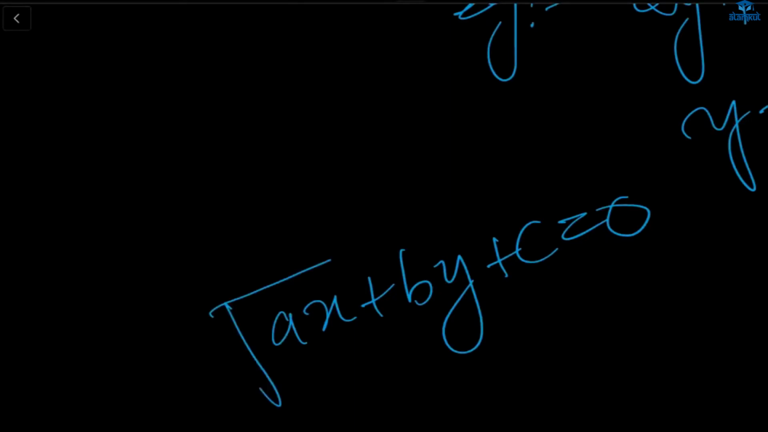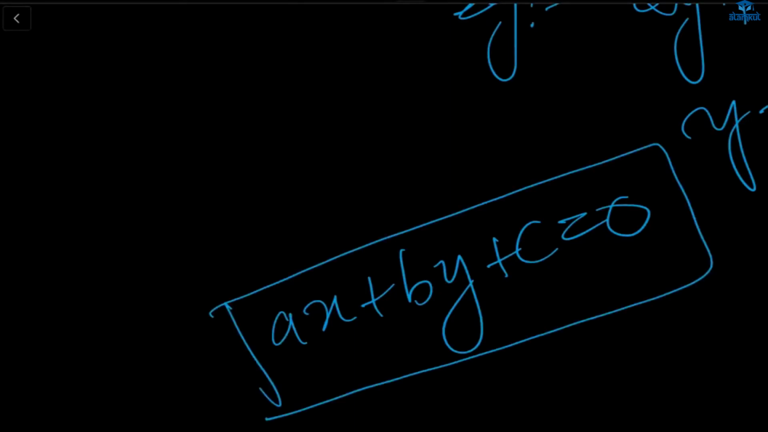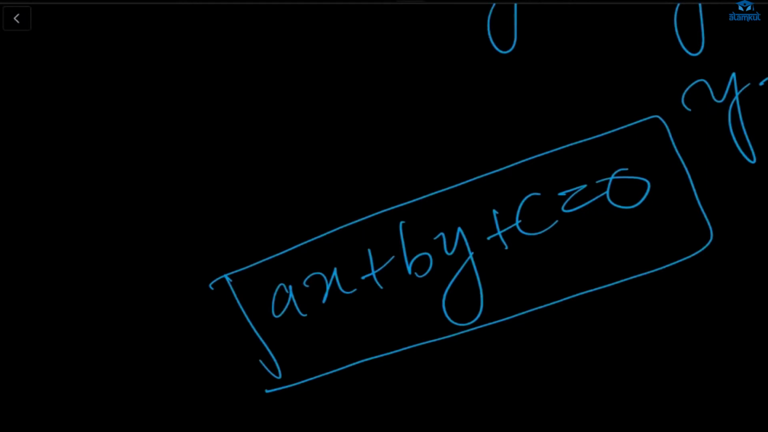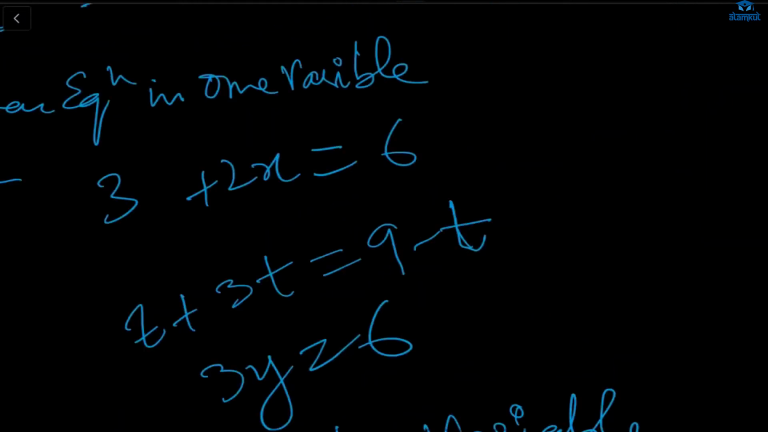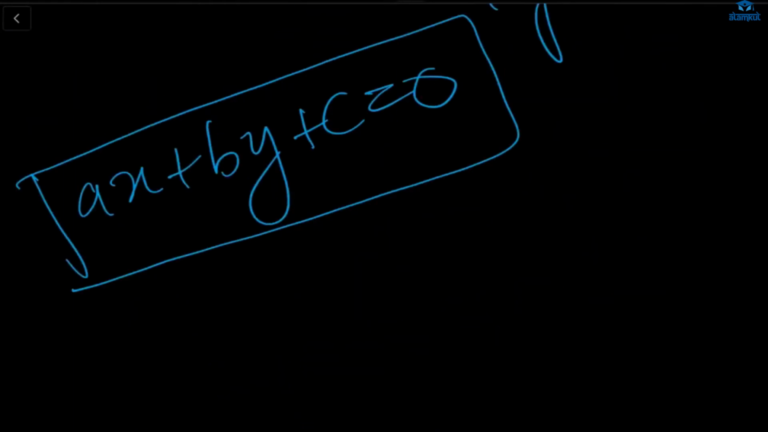This is your linear equation. This is the format of your linear equation in two variables. And for a linear equation in one variable, your format is ax plus c is equal to 0. And this format is for a linear equation in two variables.